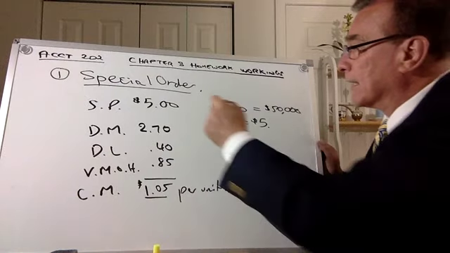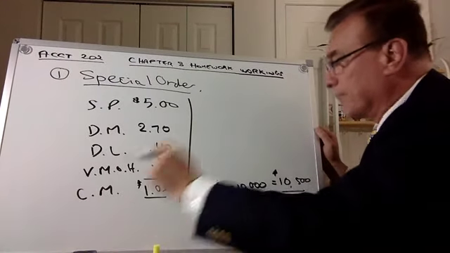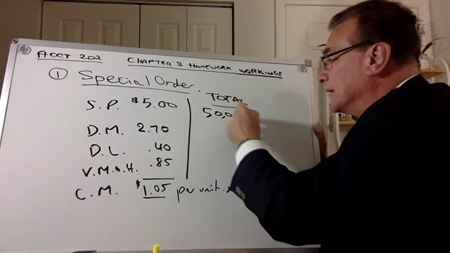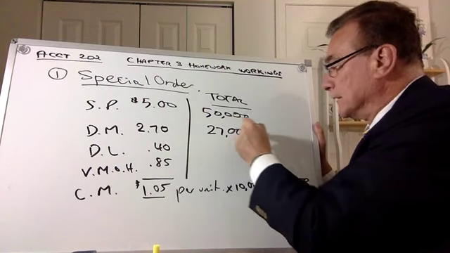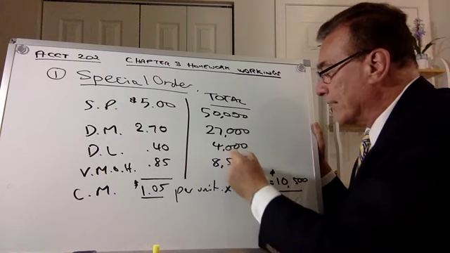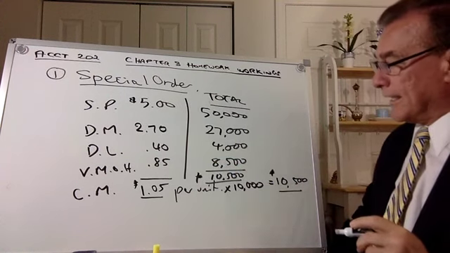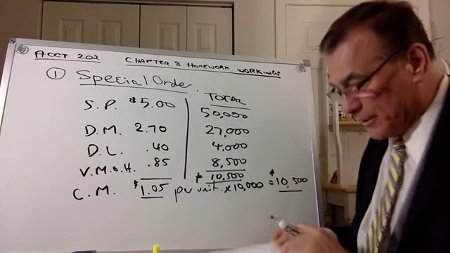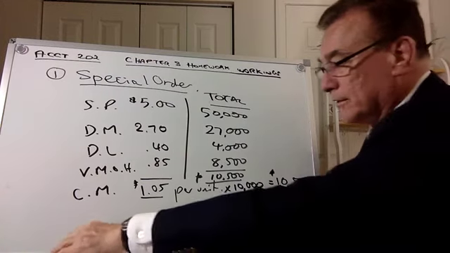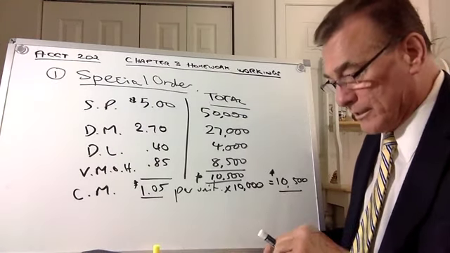In My Accounting Lab, you'll also have another column over here for total. All you do in that total column is multiply it out by the 10,000. So we've got 50,000 over here, 27,000 here, 4,000 here, and 8,500 here, for a total of 10,500. So that's the answer to that one. They should accept the special order because it will increase operating income by $10,500. If you want to pause the video and put that through your My Accounting Lab, do so now, because we're going to go straight on to question 2.